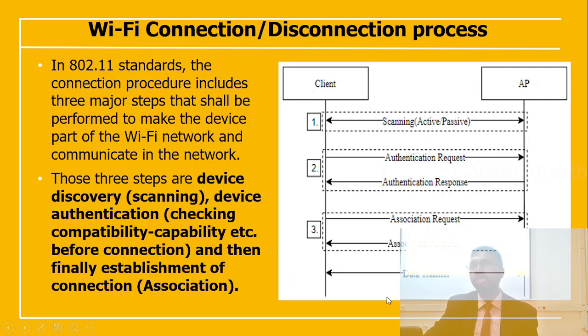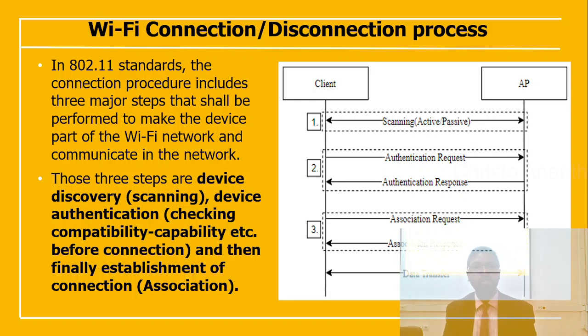So in 802.11 standards, the connection procedure includes 3 major steps that can be performed to make the device part of the Wi-Fi network and communicate in the network. So with a client, here you see, to the access point, scanning first of all is done. Then an authentication request is there. Then in return you get the response. Then association request, then association response. Then only data transfer takes place.